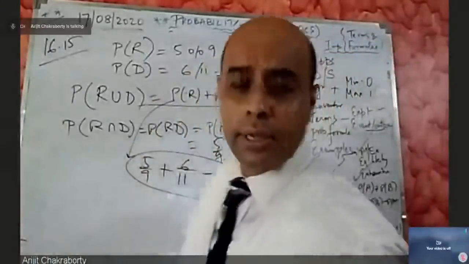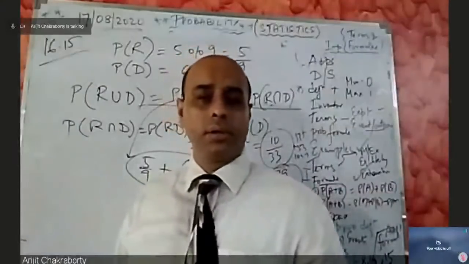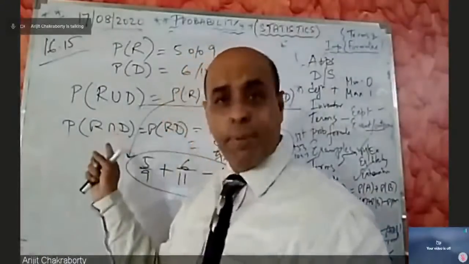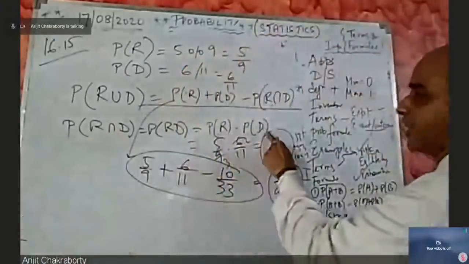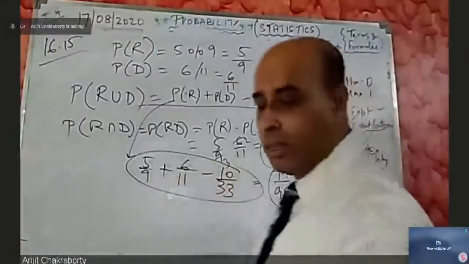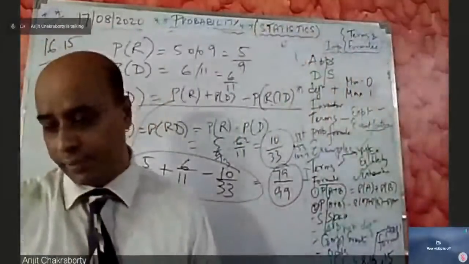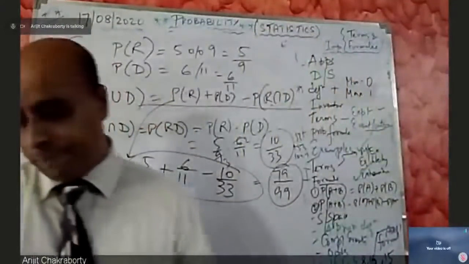And since R and D are in this case independent, they don't have any connection, right? Therefore we apply the simple formula PR into PD, and here we work it out, we get the answer 79 by 99. Okay.